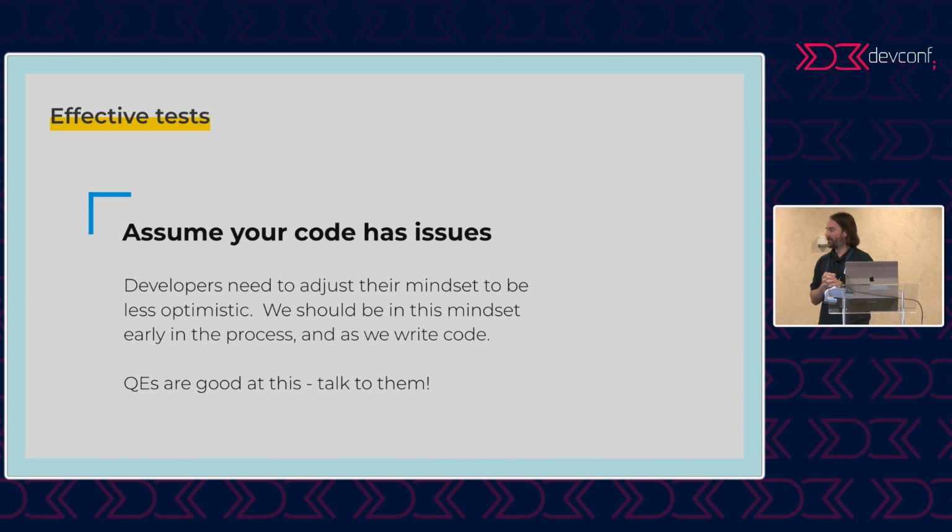We come at things with often quite an optimistic mindset, but we do need to adjust that if we're going to be the ones doing the final testing of this code. We need to be a lot more critical, less optimistic, and we need to be in that mindset early on in the process and as we're writing code. And your quality engineers are really good at this. So go and speak to them, pair with them, and they can really help you adopt this mindset and use it to your advantage.